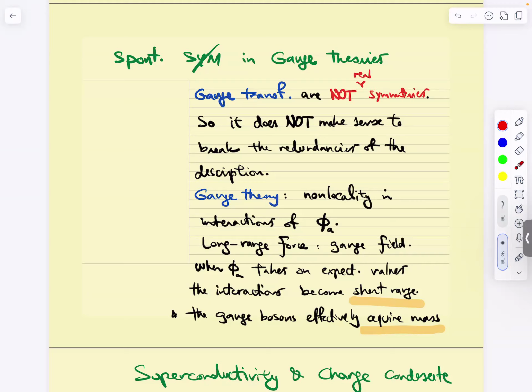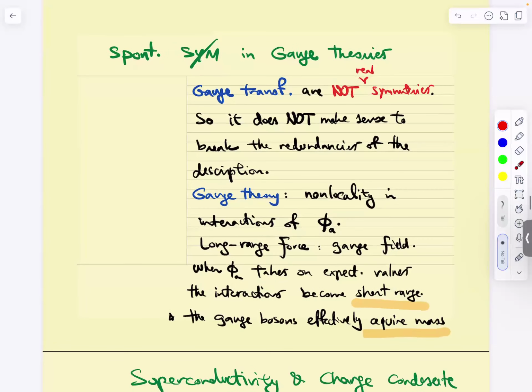This is intimately tied to topological order as well. But every time, what we're going to discuss now is the following. When we had a global symmetry that we spontaneously broke, the summary is: for every broken generator, you're going to get a massless mode. That's the Goldstone boson.